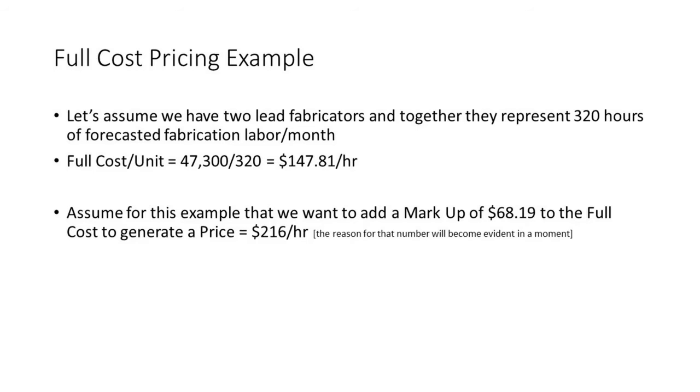Now, let's assume for this example that we want to add a markup of $68.19 to the full cost to generate a price of $216 per hour. So that $216 an hour is what we're going to charge a customer to do work for them. And that price includes the labor, it includes the raw materials that we use to make stuff for our customers, and the miscellaneous supplies. Now, that markup of $68.19 might look a little contrived, and it is, but the reason for that number will become evident in just a moment.